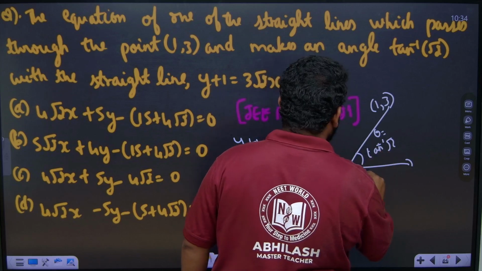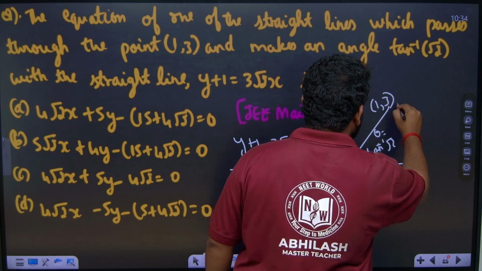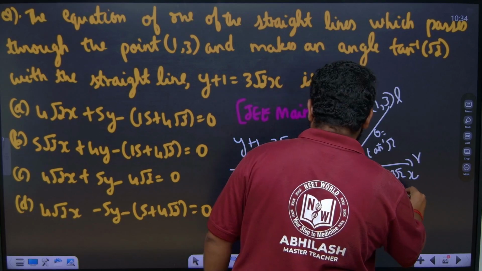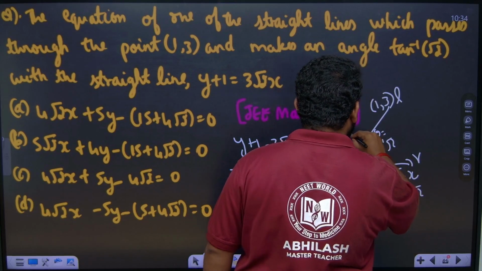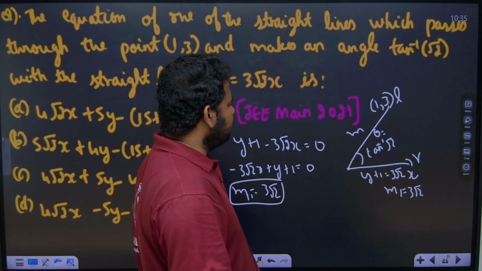This line is y + 1 = 3 root 2 x. This is line L, that is line R. The slope of this line I got as m1, m1 = 3 root 2. Let the slope of the other line be m itself. Now let me find out the slope of this line.